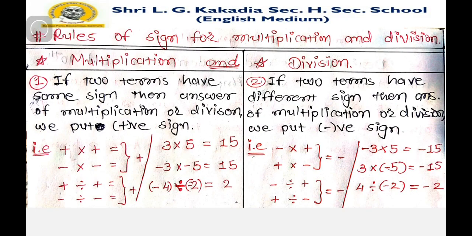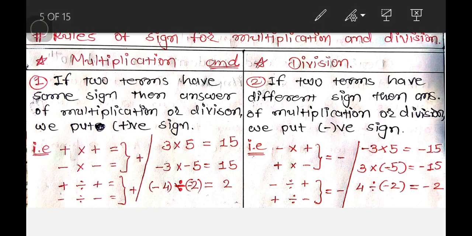Now, another rule of sign for multiplication and division. Here for multiplication and division, there are two rules that you have to follow. The first one is, if two terms have the same sign, then for the answer of multiplication or division we put a positive sign.